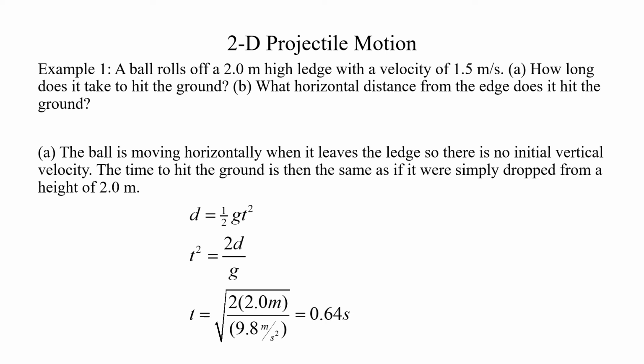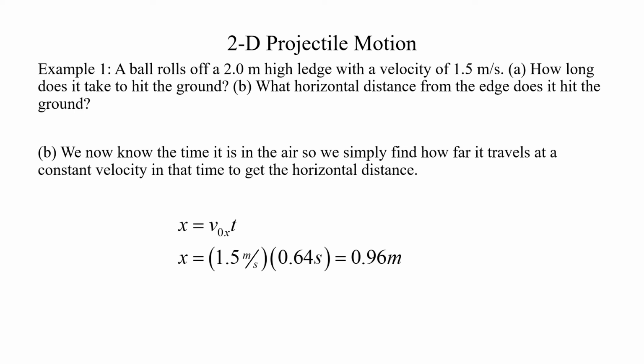Now, we know it's going to be in the air for 0.64 seconds. So now we can get the horizontal motion. We know the initial velocity, so the velocity times time will give us the horizontal distance. We know how long it takes to hit the ground, so we just find how far it travels horizontally in that time, and the horizontal motion is just the velocity times time. So we get 1.5 meters per second times 0.64 seconds, and it gives us 0.96 meters. So that's how far it travels horizontally as it falls.